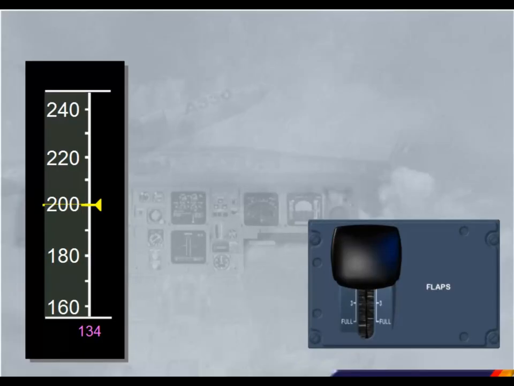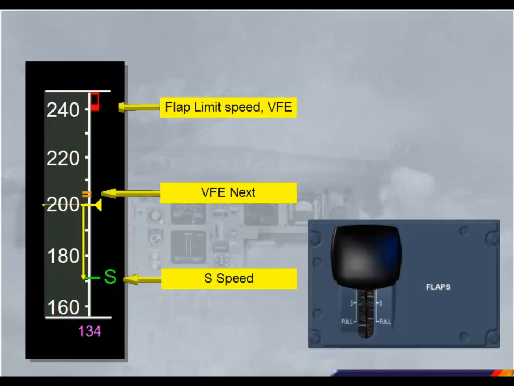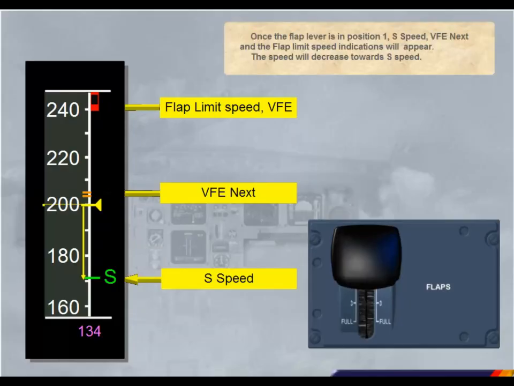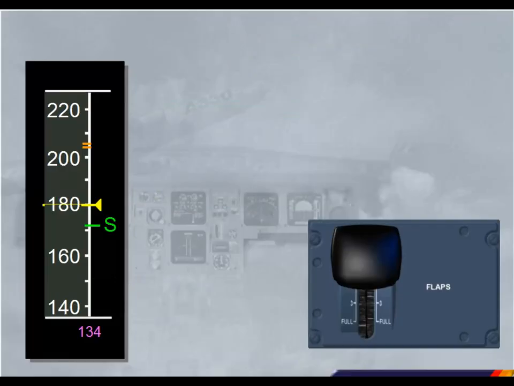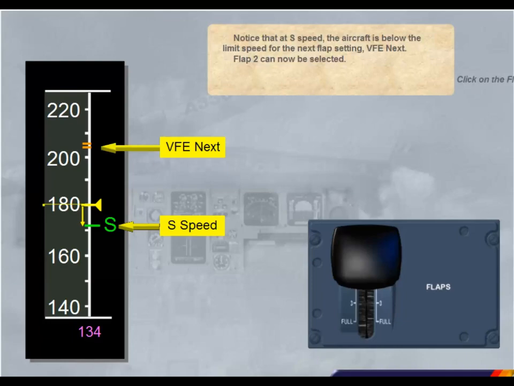Once the flap lever is in position 1, S-speed, VFE next, and the flap limit speed indications will appear. The speed will decrease towards S-speed. Notice that at S-speed, the aircraft is below the limit speed for the next flap setting, VFE next. Flap 2 can now be selected. Click on the flap lever.